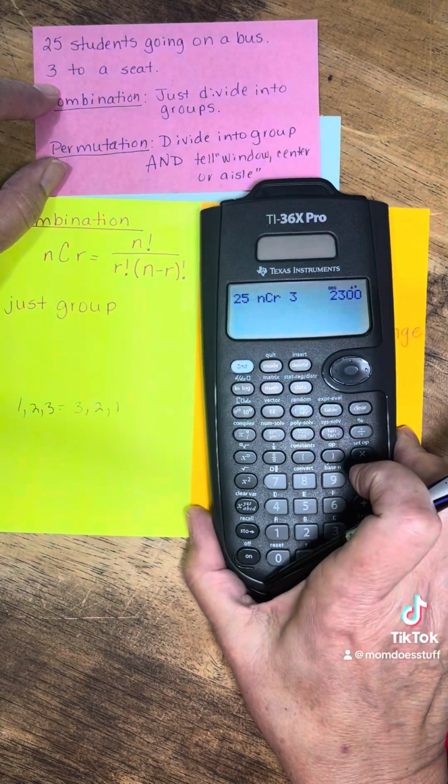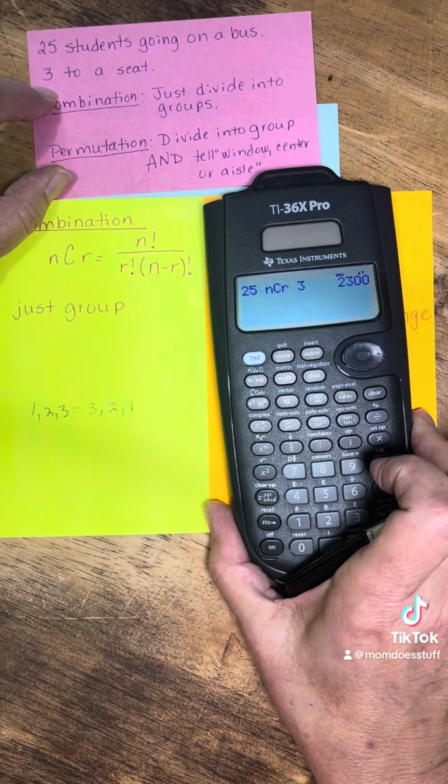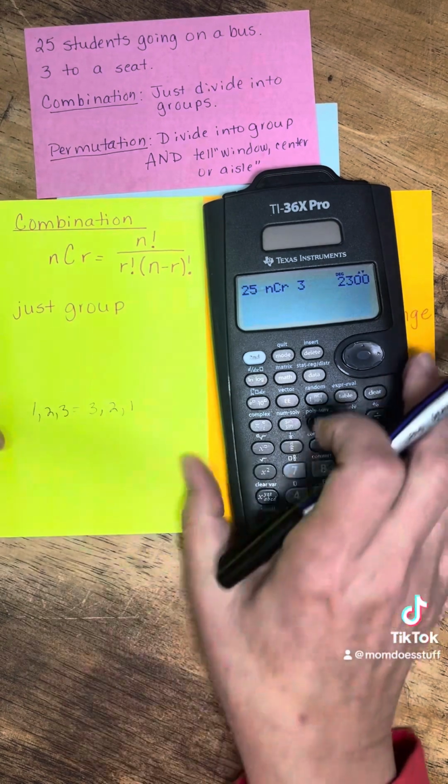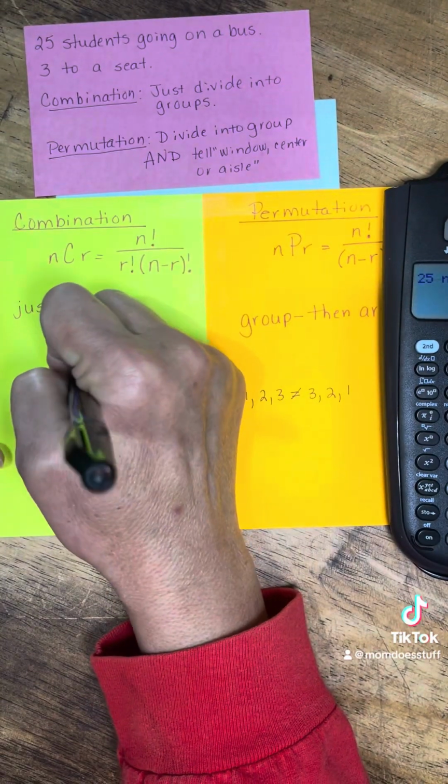And we see there are 2,300 different combinations of this.